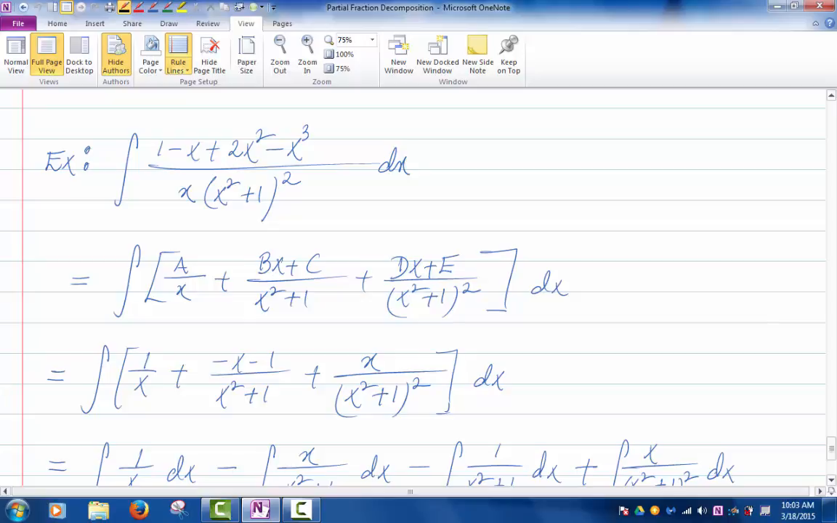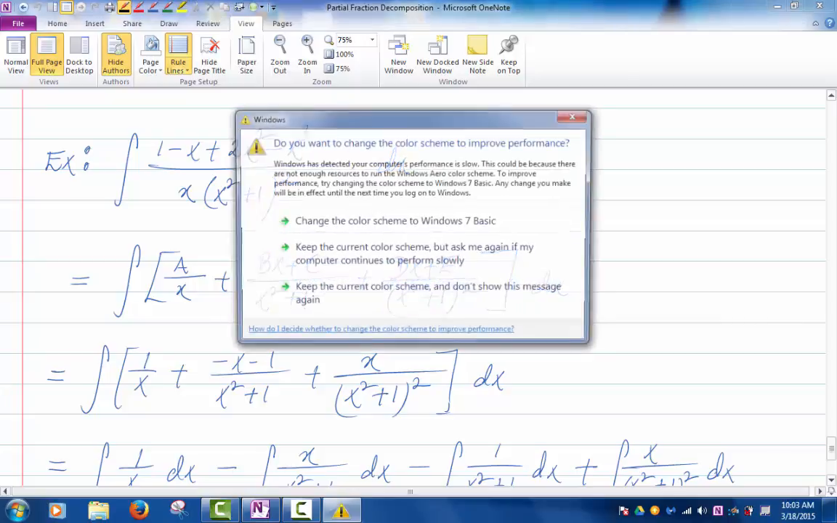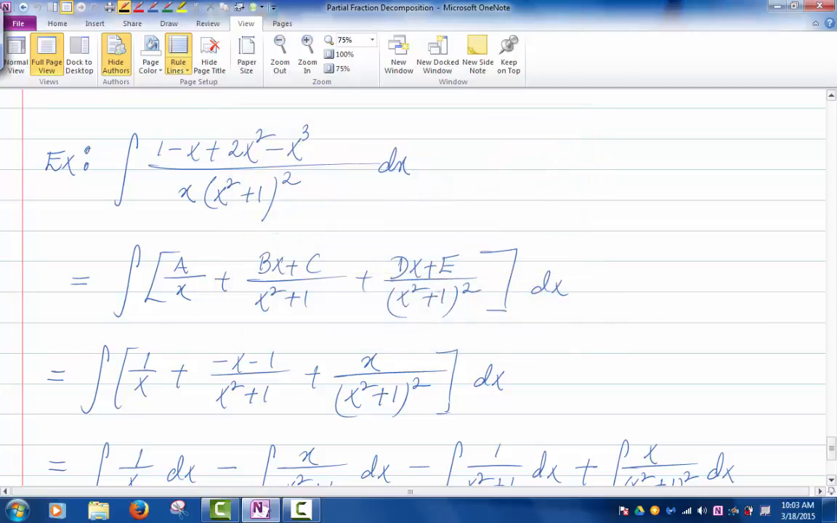Okay, let's look at the integral where I have 1 minus x plus 2x squared minus x cubed divided by x times x squared plus 1 to the 2. In my previous examples, we didn't have any power on the quadratic factors. This time I have a quadratic factor with multiplicity 2. Once again, when I say multiplicity 2, I am speaking about the exponent 2 on the x squared plus 1.